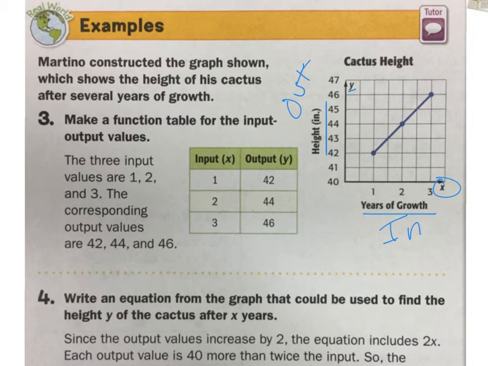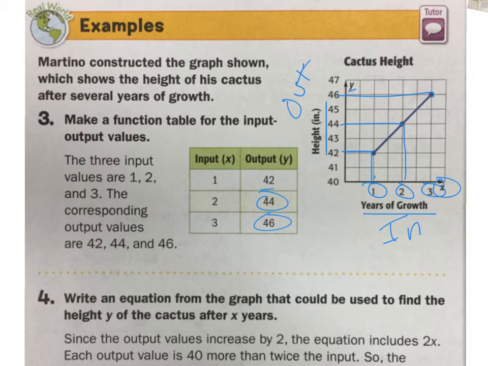So the 3 input values are 1, 2, and 3. So for 1, it's 42. For 2, it's 44. For 3, it's 46. Okay.